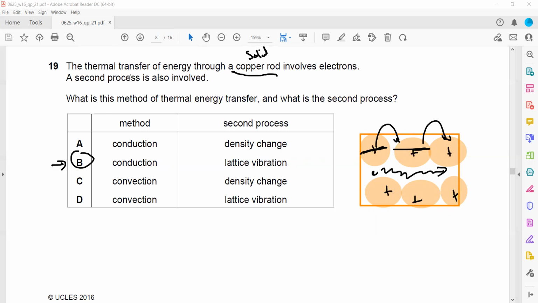If it was a fluid, a liquid or gas, then it would be convection, and convection occurs due to difference in density.